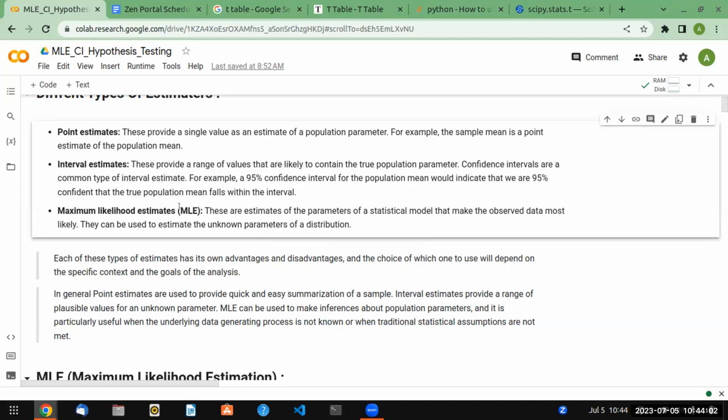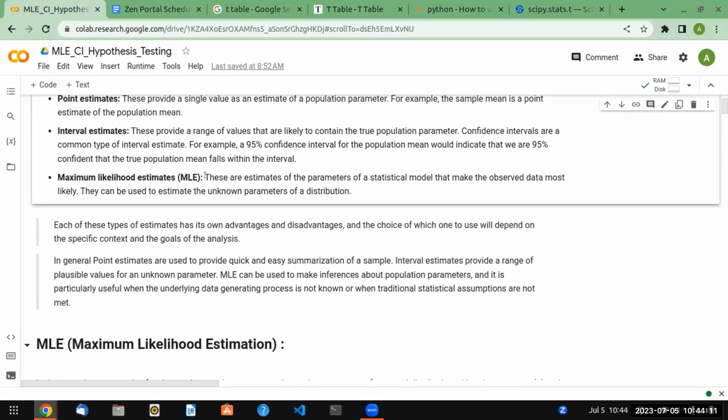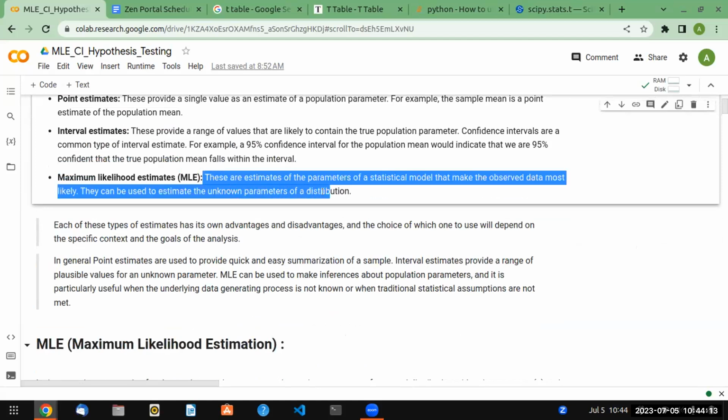So what do we mean by MLE? These are estimates of the parameters of a statistical model that make the observed data most likely. They can be used to estimate the unknown parameters of a distribution. When I say unknown parameters of a distribution, what do I mean, guys? Mu, sigma, mean, standard deviation, right? Those are the parameters we are looking for here.